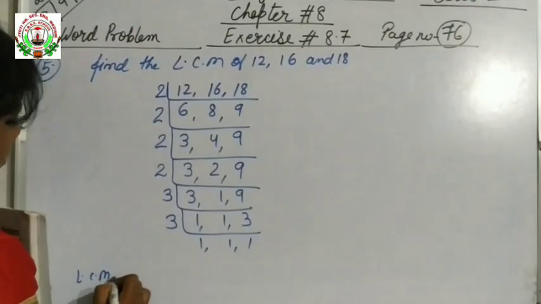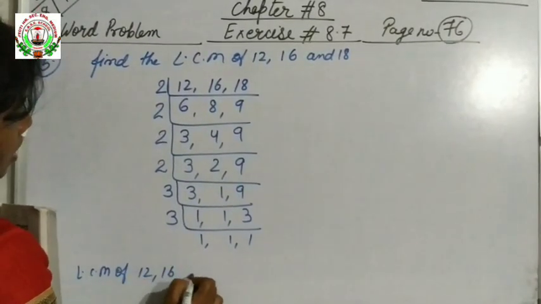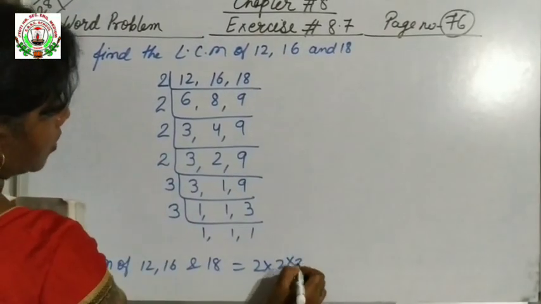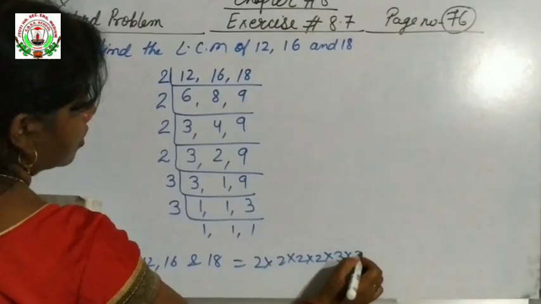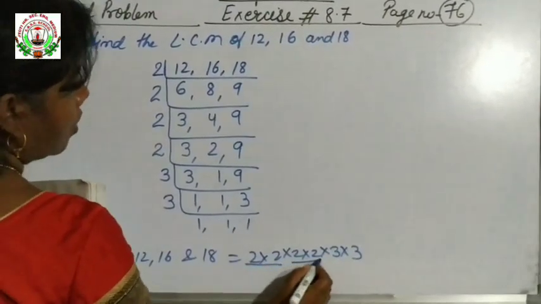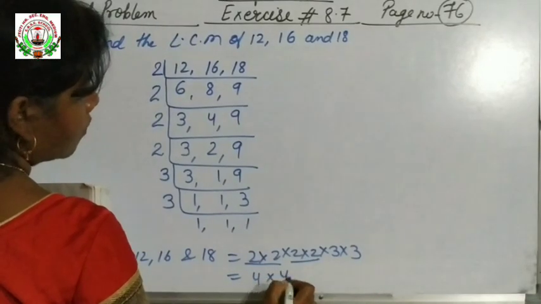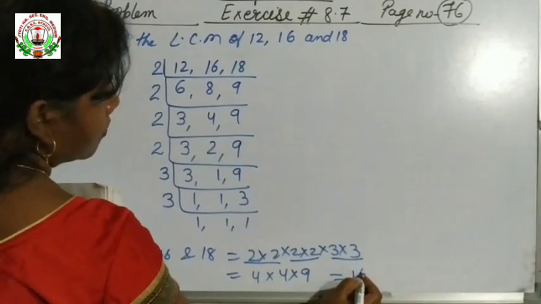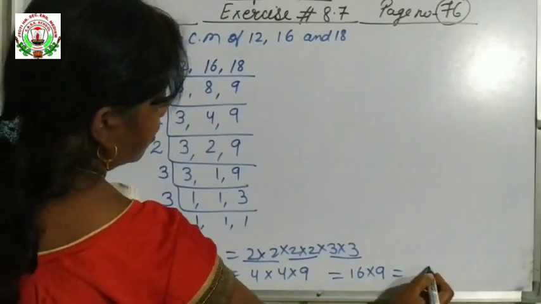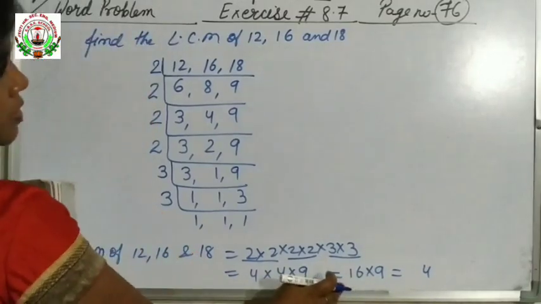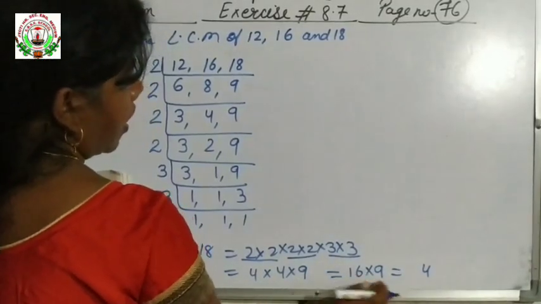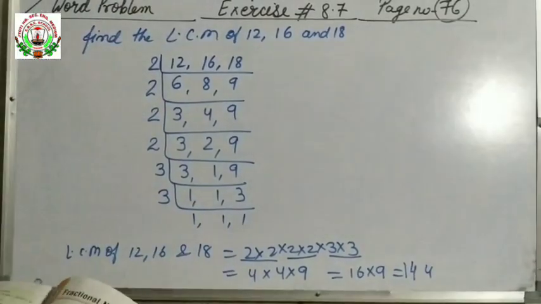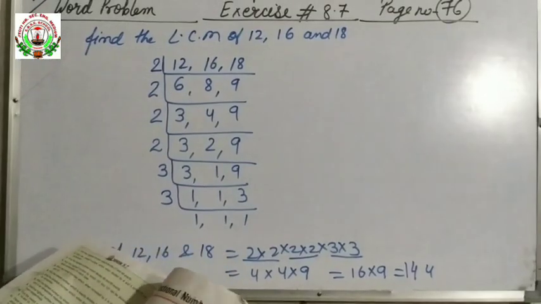Therefore the LCM of 12, 16 and 18 is equal to 4 times 2. You will write in multiplication form. Then 2 times 3. Now multiply it. 2 2 is 4. Again 2 2 is 4 and this 3 3 is 9. 4 4 is 16 into 9. 9 6 is 54, 4 5 carry. 9 1 is 9. 9 plus 5 is 14, so we get 144. It is the lowest. It is the LCM of the 12, 16 and 18.